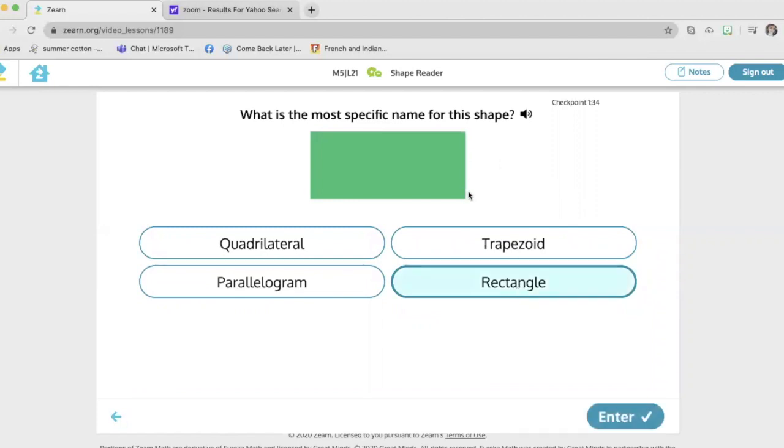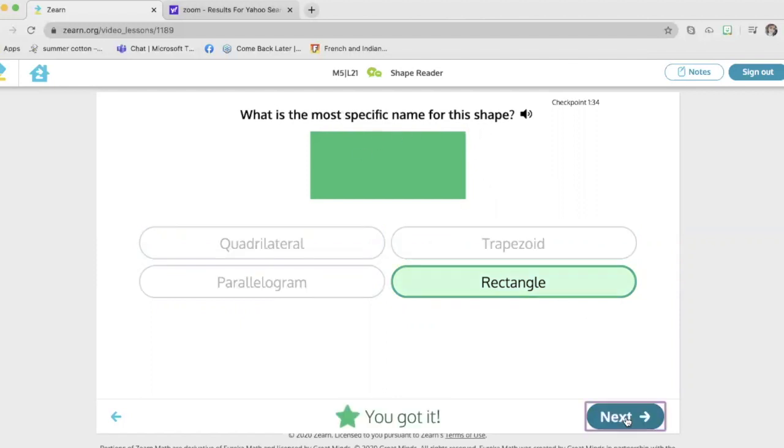a rectangle because you see that it's a quadrilateral. Okay, we know a rectangle has to be a quadrilateral. We know that it has to have at least 2 sets of parallel sides. So the most specific name would be rectangle. Pretty common.